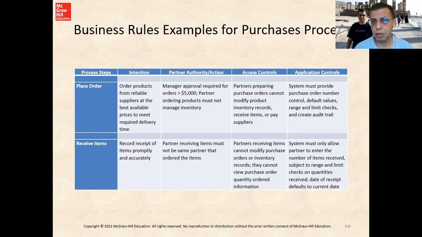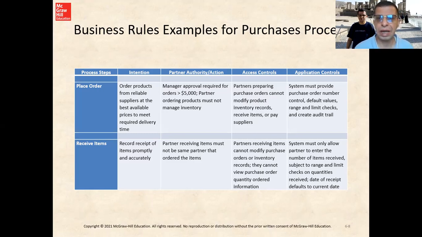Who has control, access control? Partners preparing the purchase order cannot modify these products. So they cannot say, well, we don't have this, I'm shipping you this. Inventory record, they cannot modify it, they cannot change it up and down. Receive item, they cannot say we received it, or pay the suppliers also.